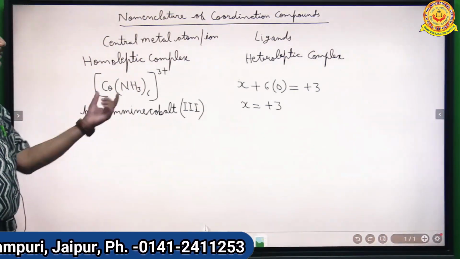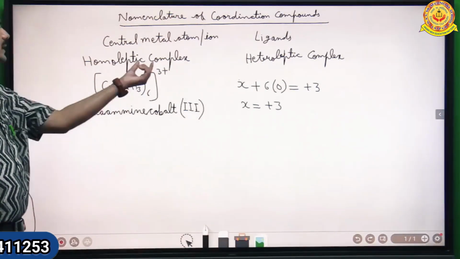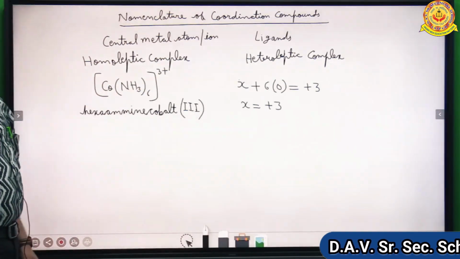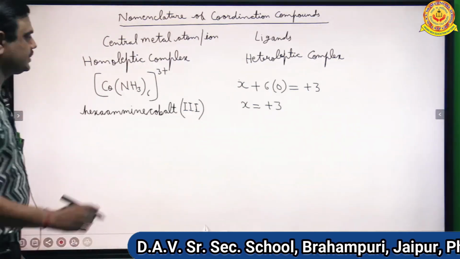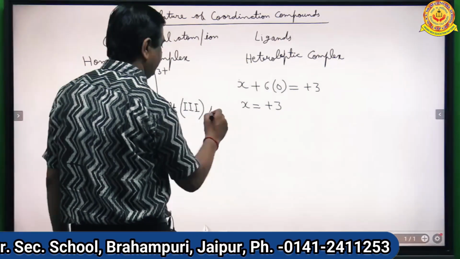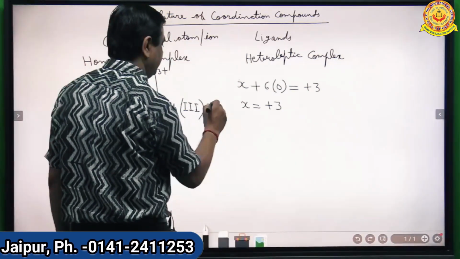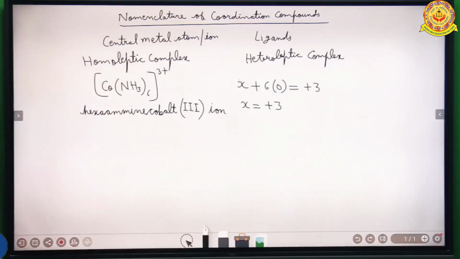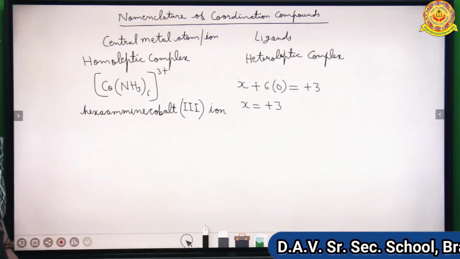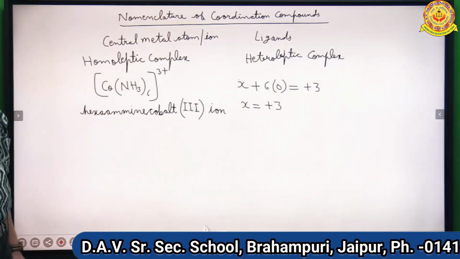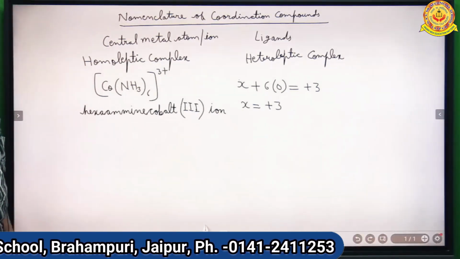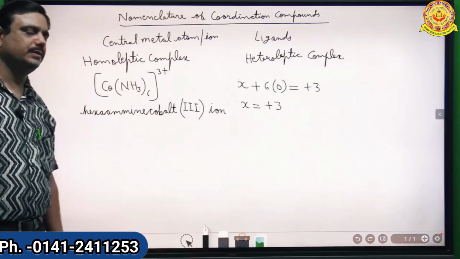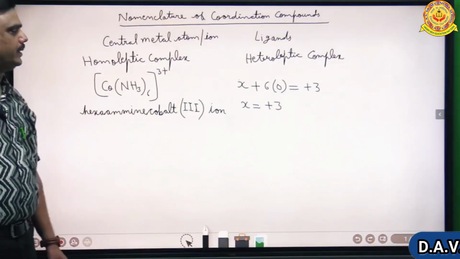And as this coordination sphere contains overall charge, so it is an ion. So we will write ion at the end. So the complete name of this complex is hexaamminecobalt(III) ion. Hexaamminecobalt(III) ion. Okay?